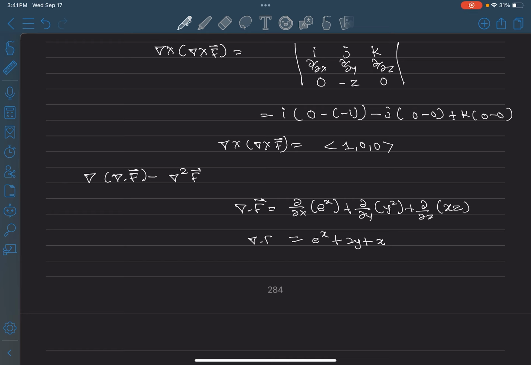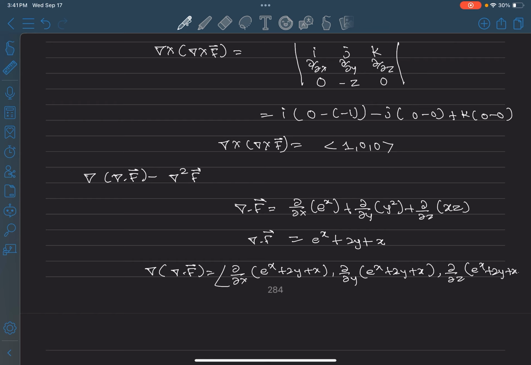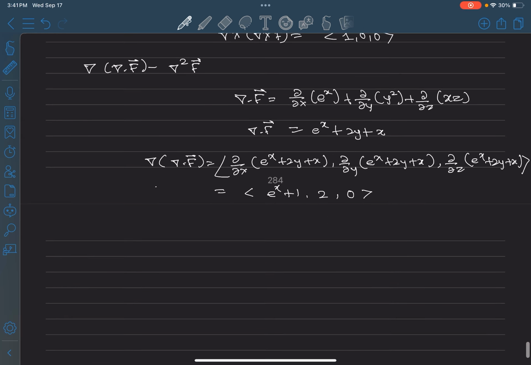Okay. So now again, if we try to find the gradient of this scalar thing, we will get a vector. The first one is just the x derivative, the second one is just the y derivative, and the third one is just the z derivative, right? So if we use that, this is going to be e^x + 1, and then just 2, and then just 0, right? So this is our gradient of the divergence of the f vector.